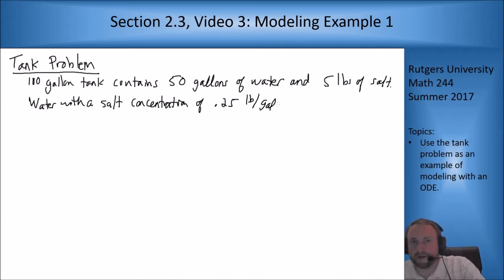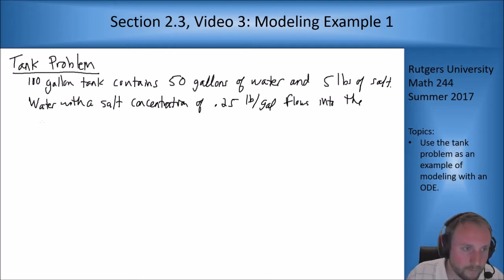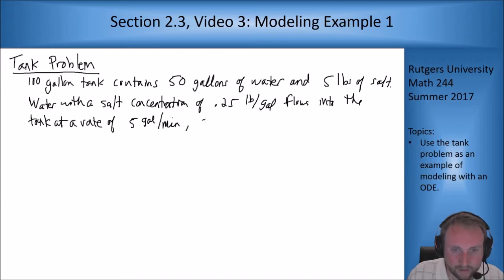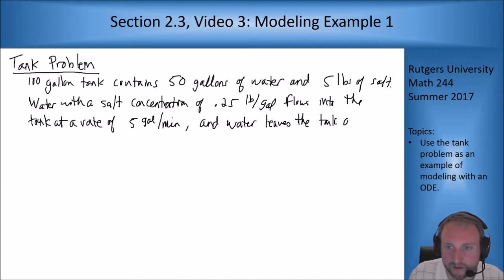Point to make. With all these mathematical modeling problems, watch your units. Your units are going to show up and they're going to matter. You've got to make sure that everything works out in the end, how you set up the problem. And we'll talk about that once we actually write the model. Water flows into the tank at a rate of 5 gallons per minute, and water leaves the tank at the same rate.